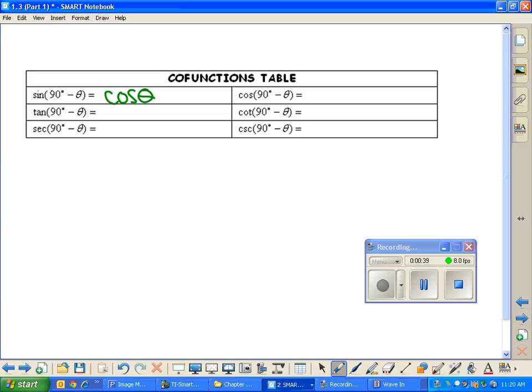No one remembers the cosine of 90? Yeah, John. Yep, just the sine of theta. Tangent of 90 minus theta. Yeah, thank you. Cotangent of theta.